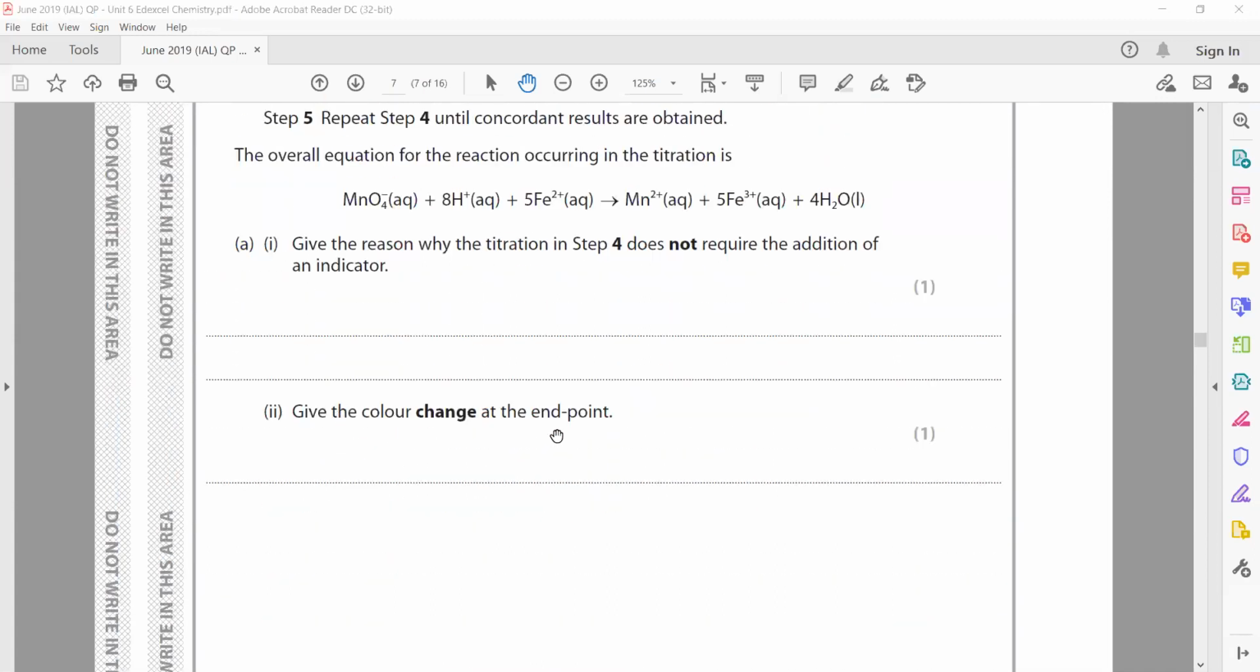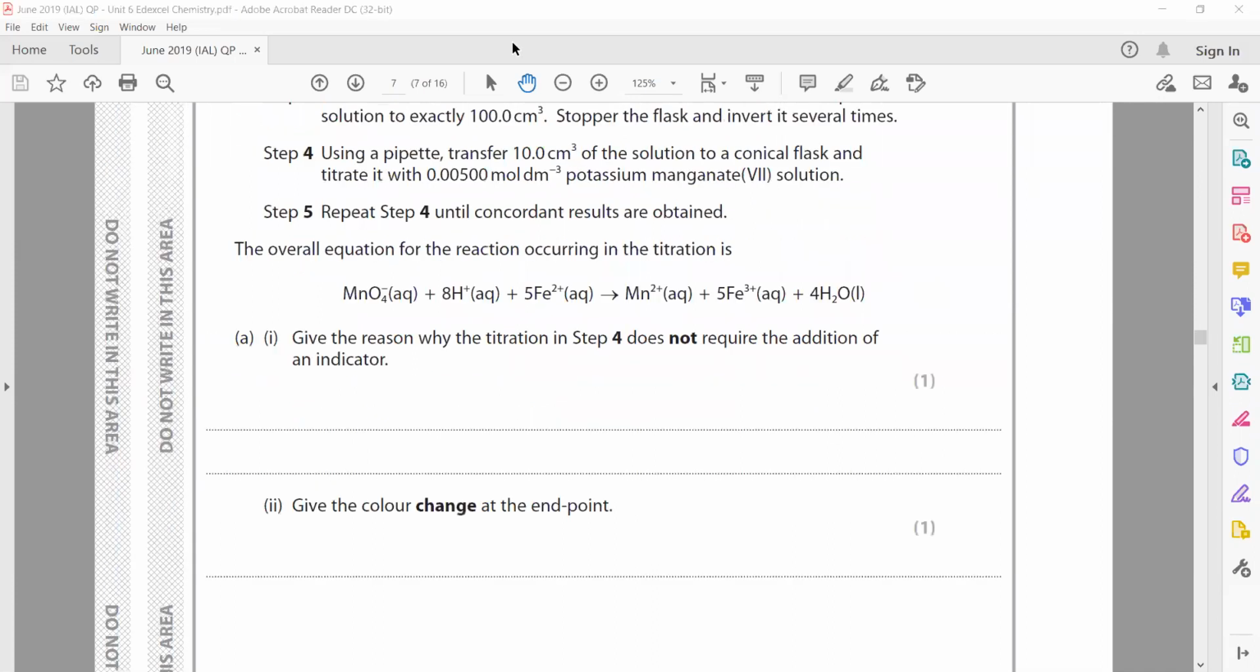Give the color change at the end point. So what will be the color change at the end point? Basically, in a conical flask you have iron(II) sulfate, and from the burette you are adding potassium manganate, which is purple. So when you add it, the reaction will occur. Originally this solution is colorless. When they are reacting, the product formed is also colorless.